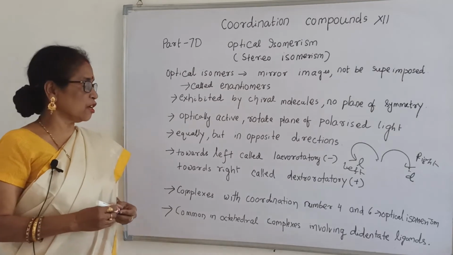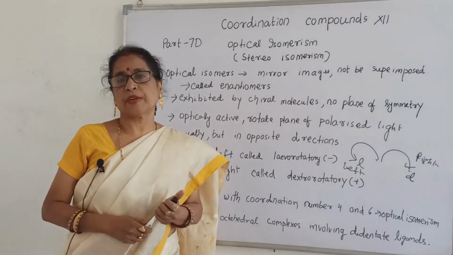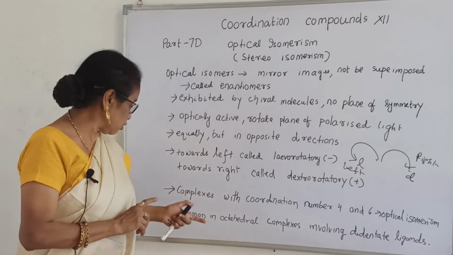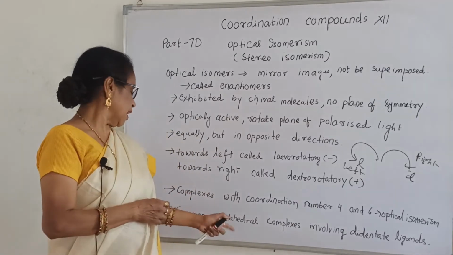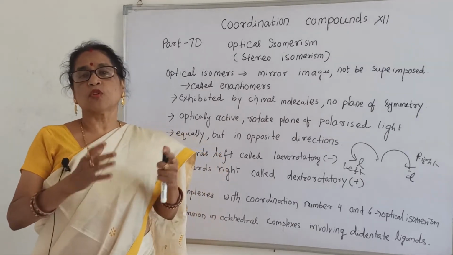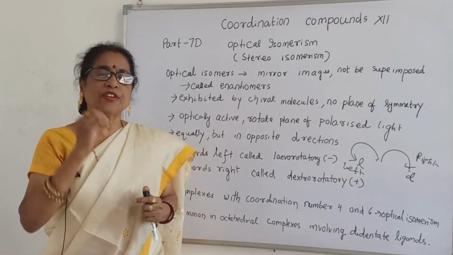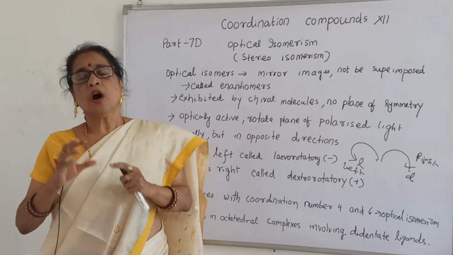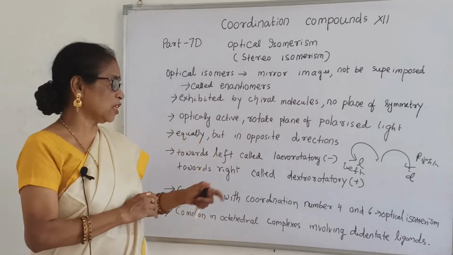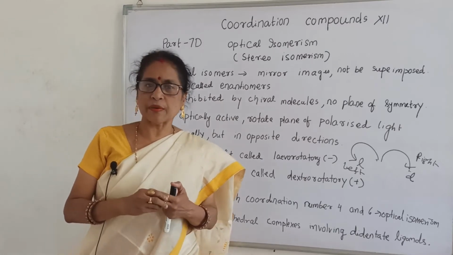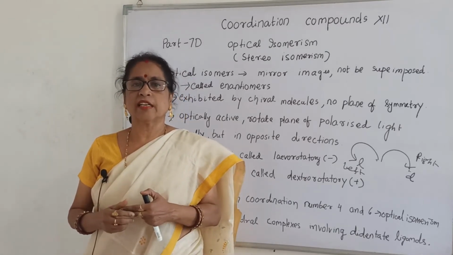Complexes with coordination number 4 and 6 show optical isomers. It is generally common in octahedral complexes, that means coordination number 6. If the coordination number is 6 and a bidentate ligand is present, it will surely show optical isomers. But in coordination number 4, there are two types of complex: one is square planar and the other is tetrahedral.